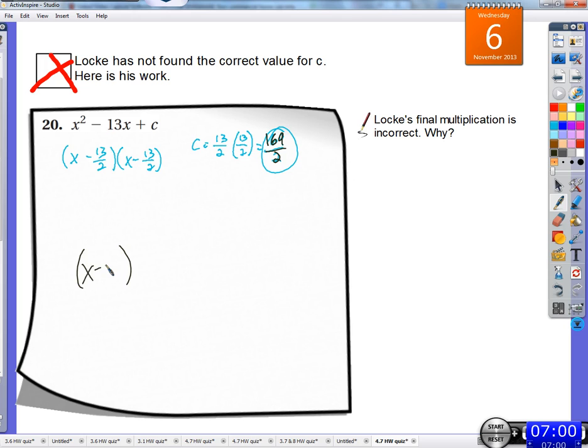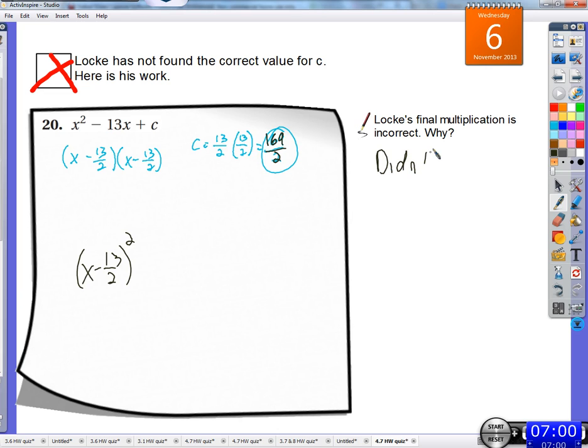So we get to write x minus 13 halves squared. Why do we want to do that? So you can use the square root. Yes. Okay. So then we find C. Because if we know this is how it factors, when we multiply it together, it doesn't give us just x squared minus 13x. We'll get x squared from x times x, and we'll get negative 13 halves x and negative 13 halves x, which add together to make negative 13x. But then we'll also get a number. Where do we get that number from? Multiplying the two numbers together, and that's what Locke has done here. Just did it incorrectly.